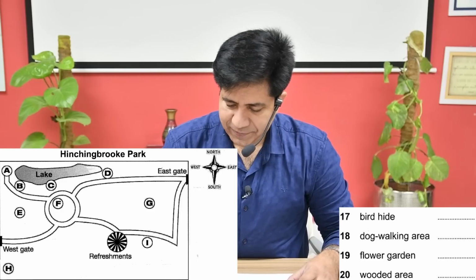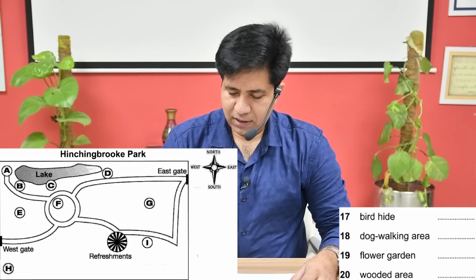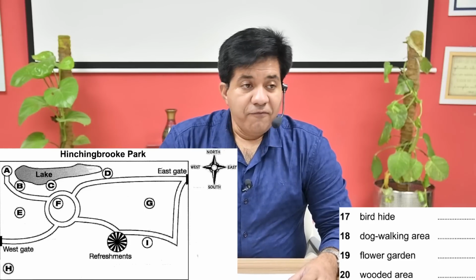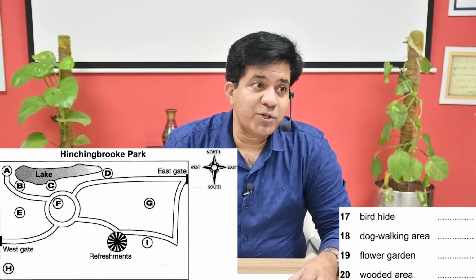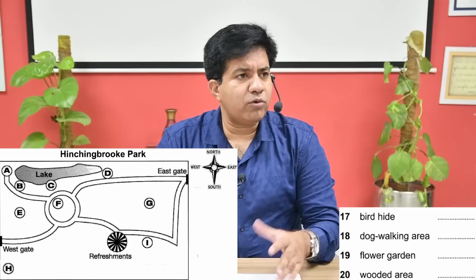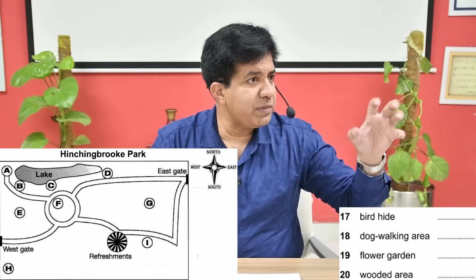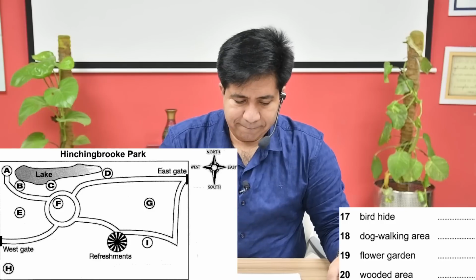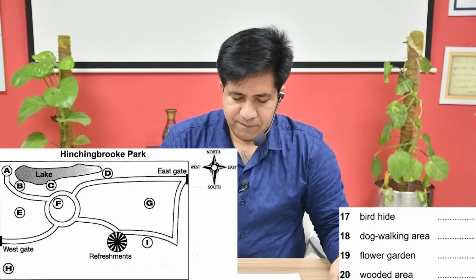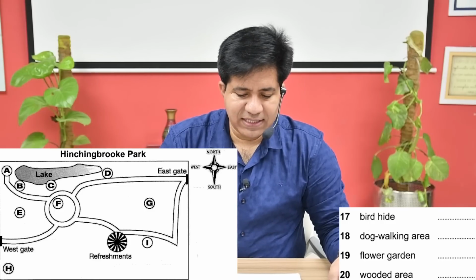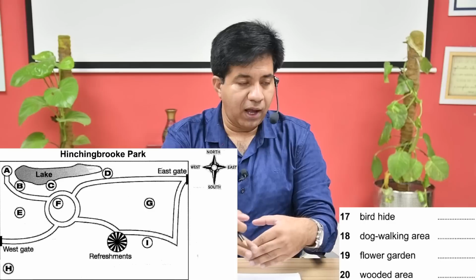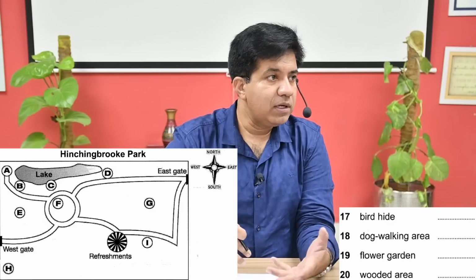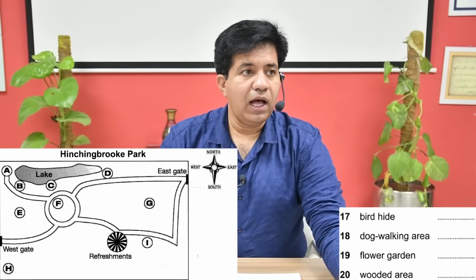I'll play it again. Fairly close to where refreshments are available. Fairly close means very near, right? There's a dog walking area in the southern part of the park. The southern part is towards the bottom, right? Answer is I. Is that clear?